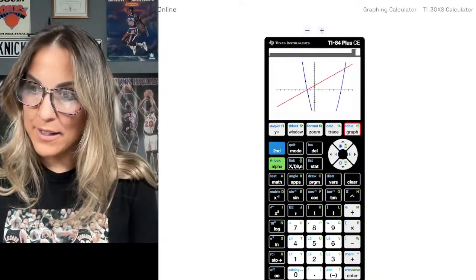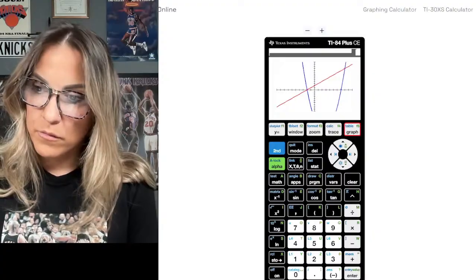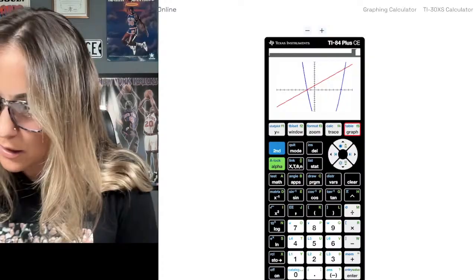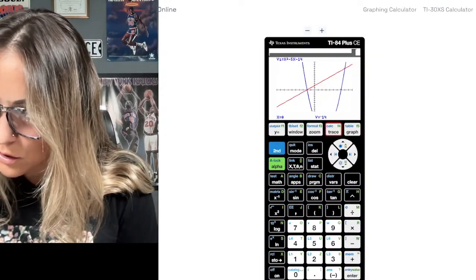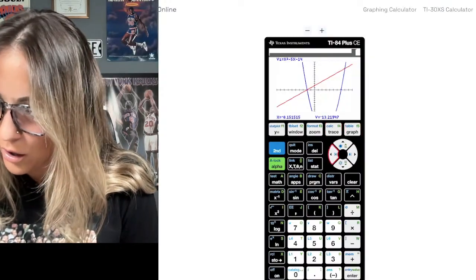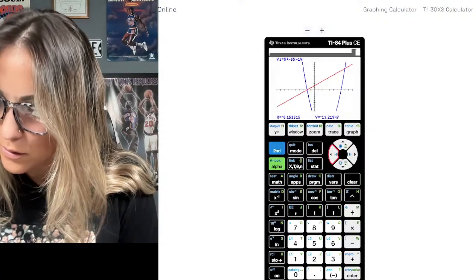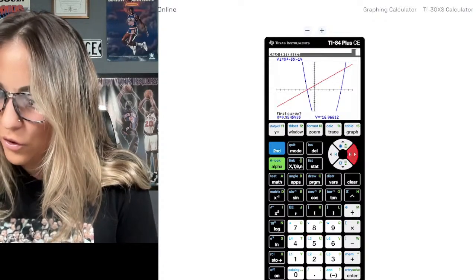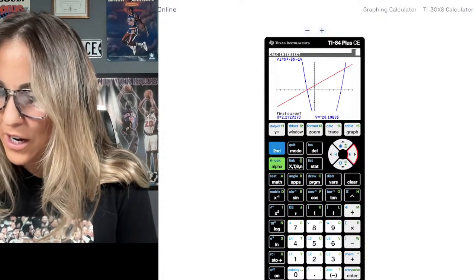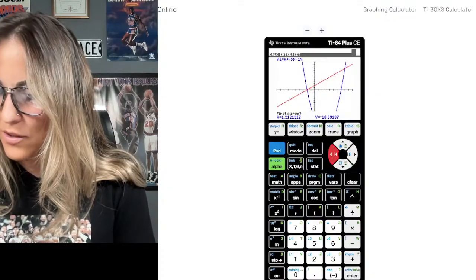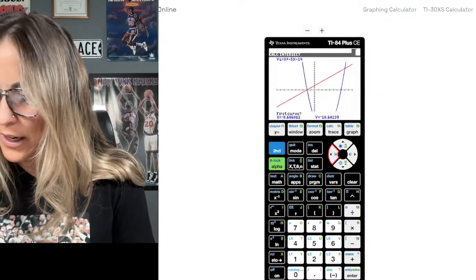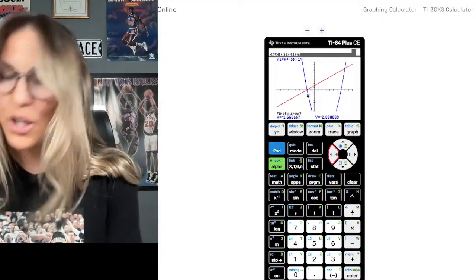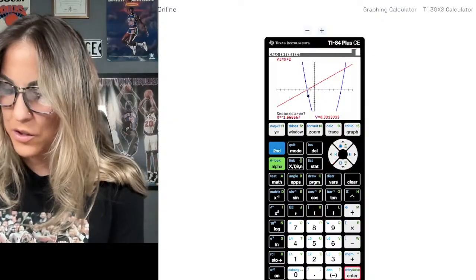And so to find this, I'm now going to go to second trace. All right, so we are going to look for our second trace. We're going to intersect. And now we want to get our little cursor to be near the first point of intersection. So just kind of scroll with your cursor until you see that little blinking guy somewhere on the curve. So you see him on the blue curve now. You see how it's asking you at the bottom left first curve. So I'm going to hit enter.